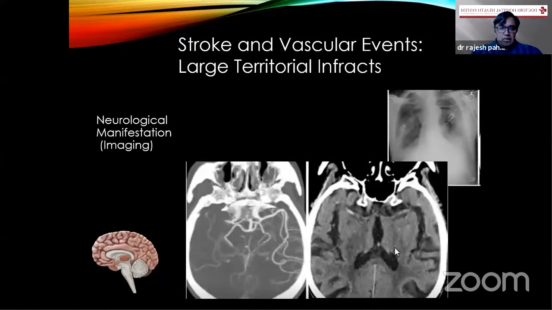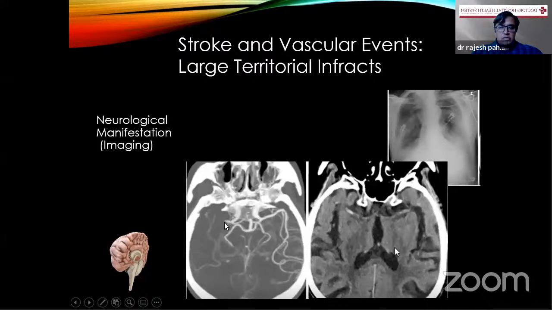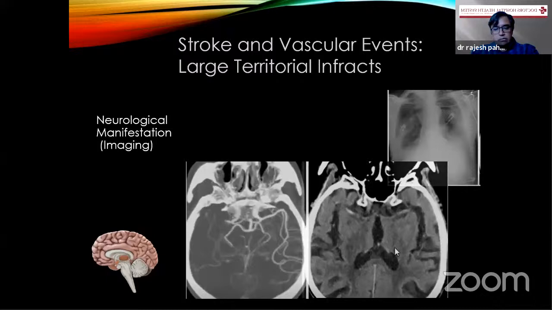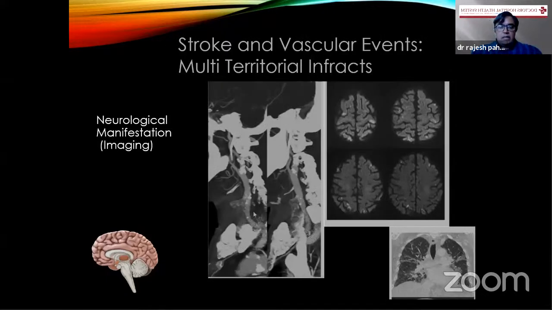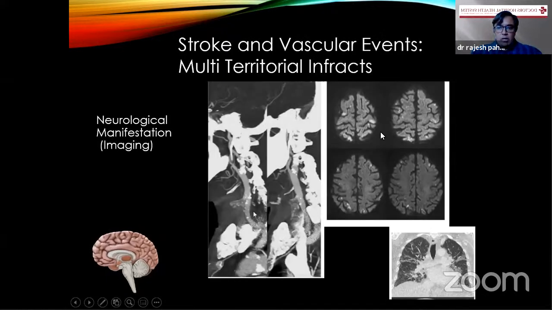The strokes can be large territorial infarcts. As we can see over here, there is a complete occlusion of the right MCA, causing a large right MCA stroke. And there could be multi-territorial small peripheral infarcts distributed widely in both cerebral hemispheres.